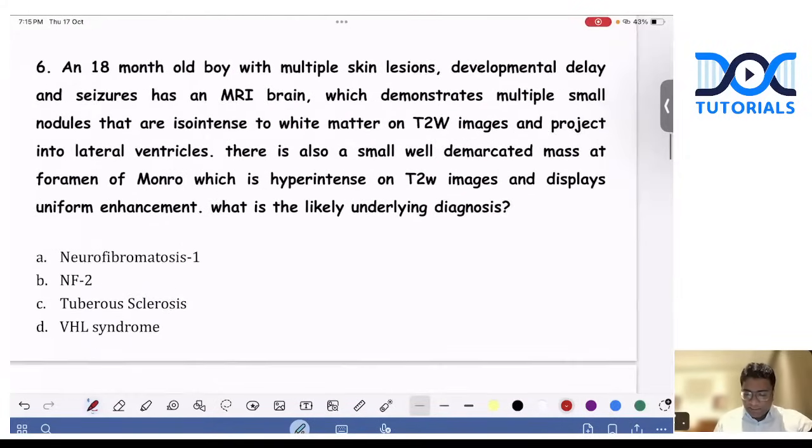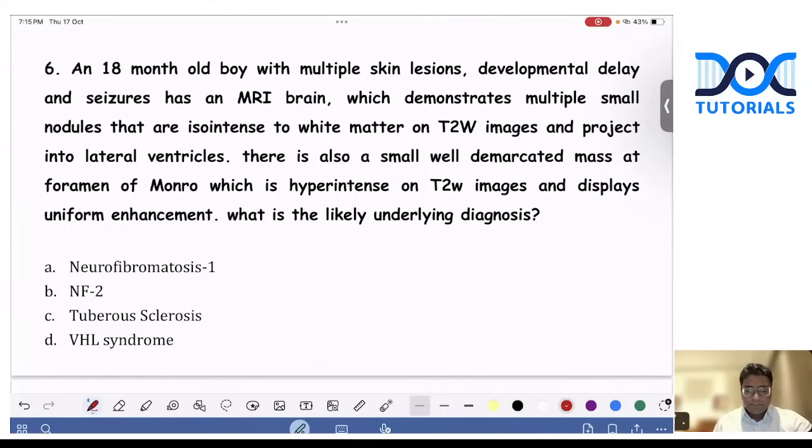Now let's look at the next one. An 18-month-old boy with multiple skin lesions, developmental delay, and seizures has an MRI brain done, which shows multiple small nodules that are isointense to white matter on T2-weighted imaging and project into the lateral ventricle. There is also a small, well-demarcated mass at the foramen of Monro, which is hyperintense on T2 and displays uniform enhancement. What is the likely underlying diagnosis?